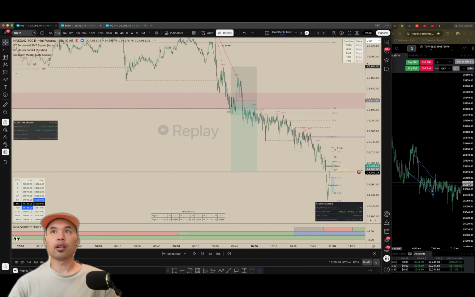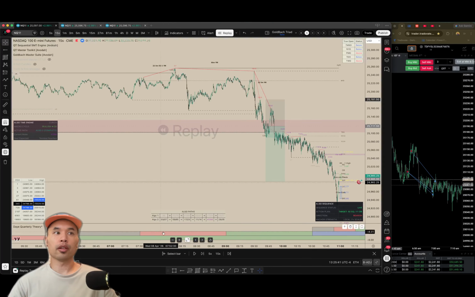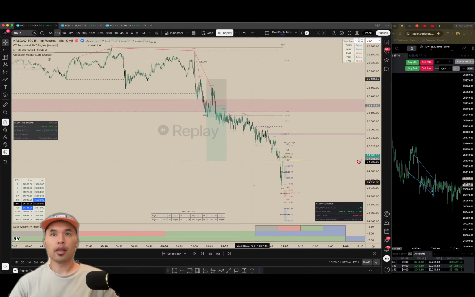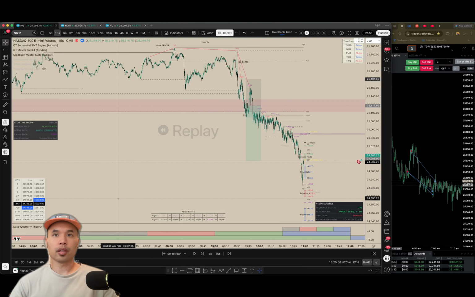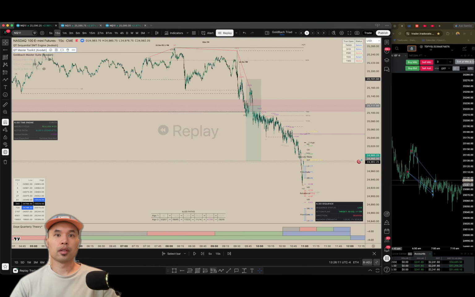Again, all those confluences of this being a manipulation quarter, looking down here at the quarterly theory indicator, and then this quarter being the distribution quarter, and then this was actually continuation. So this was X, or sorry, yeah, X. No, this would be AMDX. So let me turn on the quarters again.